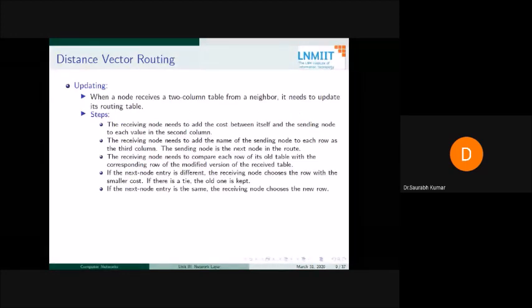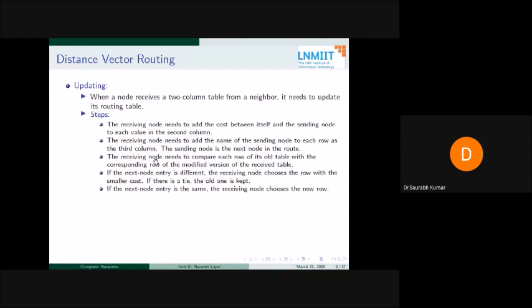So what happens in updating? Basically, whenever a node receives a 2-column table from a neighbor, it needs to update its routing table. So what are the steps involved? First, the receiving node needs to add the cost between itself and the sending node. Okay, then the receiving node needs to add the name of the sending node to each row as the third column.